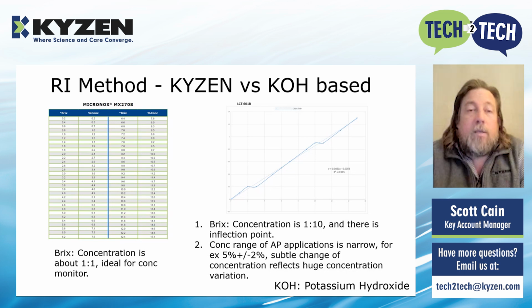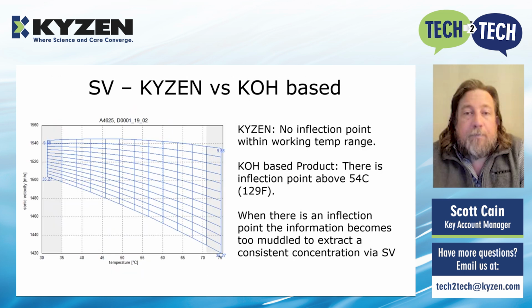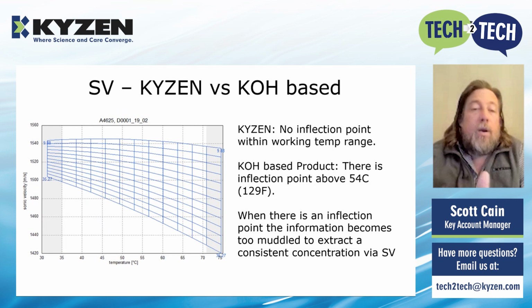And so you're not dialing in as well with potassium hydroxide materials. So when you're using something with the Brix, you're going to know exactly what that is, but you could have plus or minus 5% within a very small range with those potassium hydroxide based products. And again, with the sonic velocity, there's no inflection point within the working temperature range. So if we're within that temperature range, then we know exactly what that concentration is going to be.